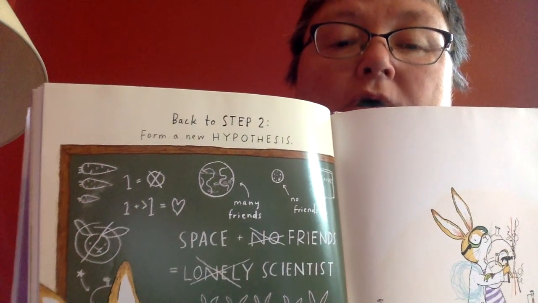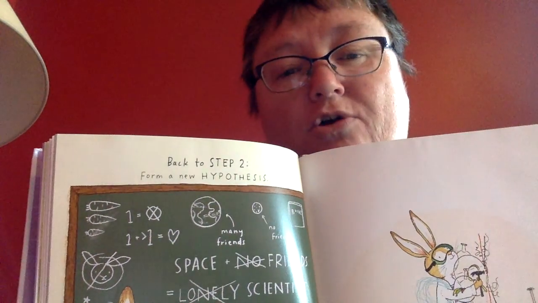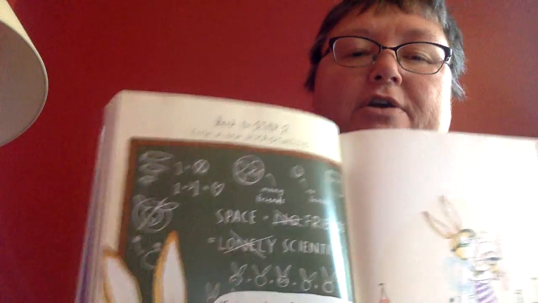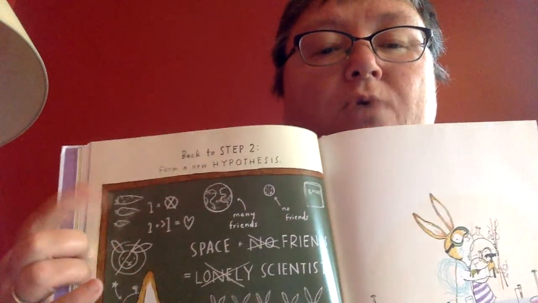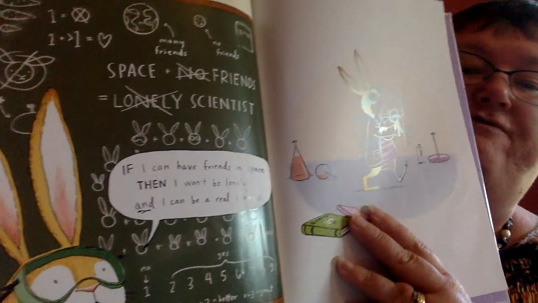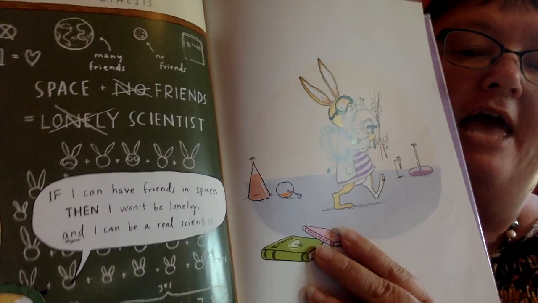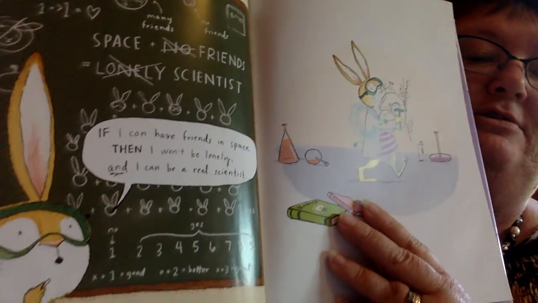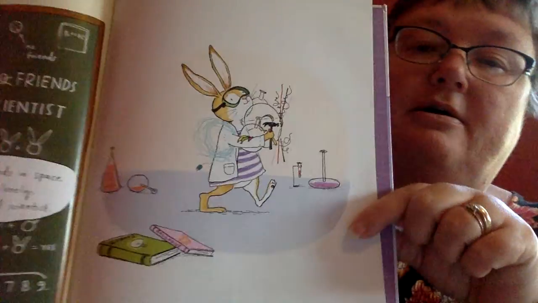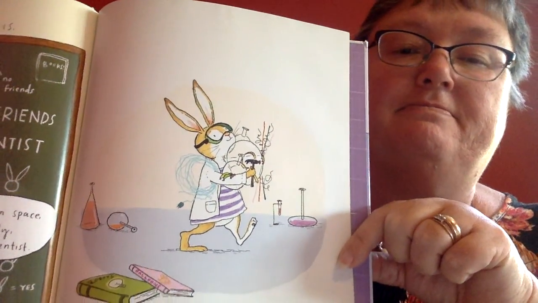Back to step 2, form a new hypothesis. And real scientists have to do this all the time. If something doesn't work, you have to go back and start over again. So she's got to form a new hypothesis. If I can have friends in space, then I won't be lonely, and I can be a real scientist. Time for more experiments.